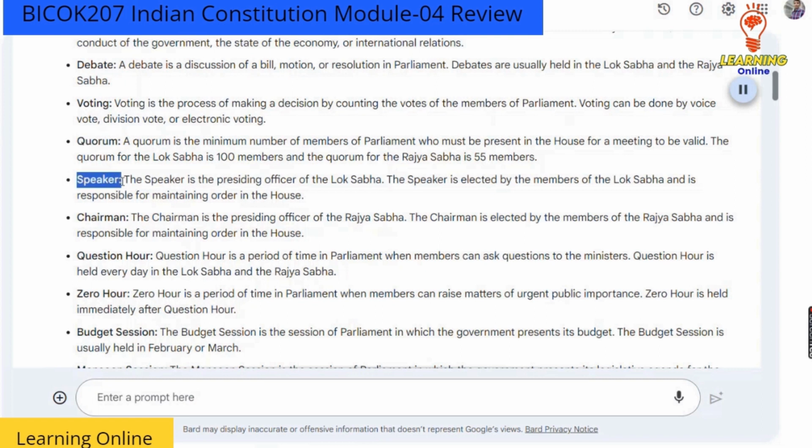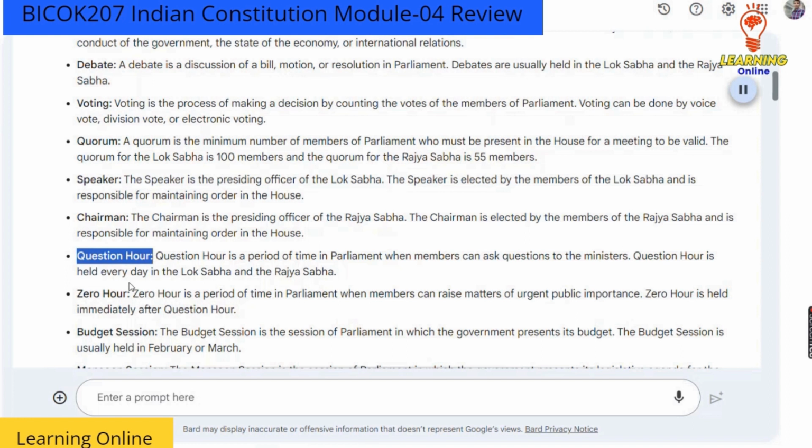Speaker. The Speaker is the presiding officer of the Lok Sabha. The Speaker is elected by the members of the Lok Sabha and is responsible for maintaining order in the House. Chairman. The Chairman is the presiding officer of the Rajya Sabha. The Chairman is elected by the members of the Rajya Sabha and is responsible for maintaining order in the House.